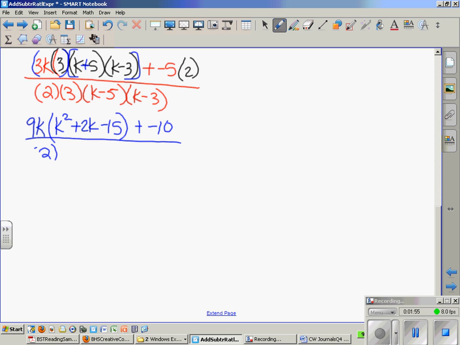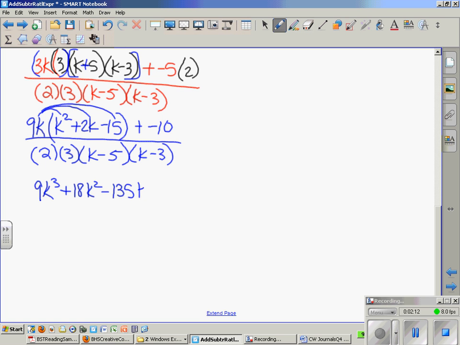Now I'm going to do all over my denominator. Now I'm going to do the distributive property. So I'm going to have 9k cubed plus 18k squared minus 135k plus negative 10 all over 2 times 3 times k minus 5 times k minus 3. I'm sorry, it should have been k plus 5 in that denominator.